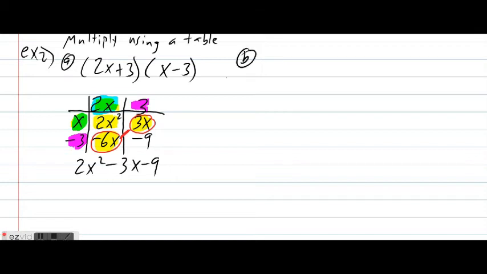Part B, you guys try this. X plus 3 times x minus 8. Alright, you try. Hit pause, give it a try. Try using this table. You guys know the way I am, that I'm not going to force you to use it. But I do want you to try it one time to see if you like it.